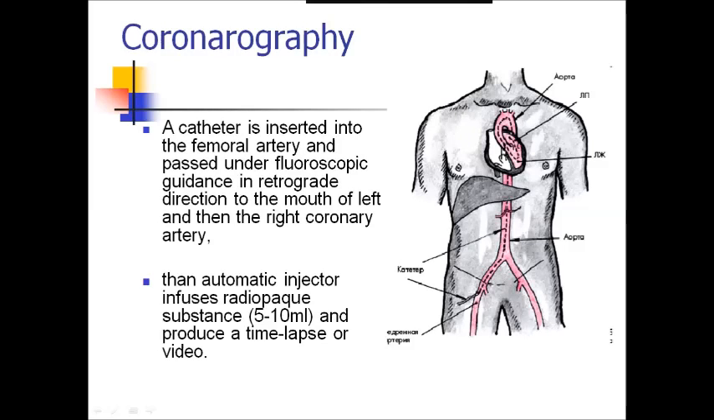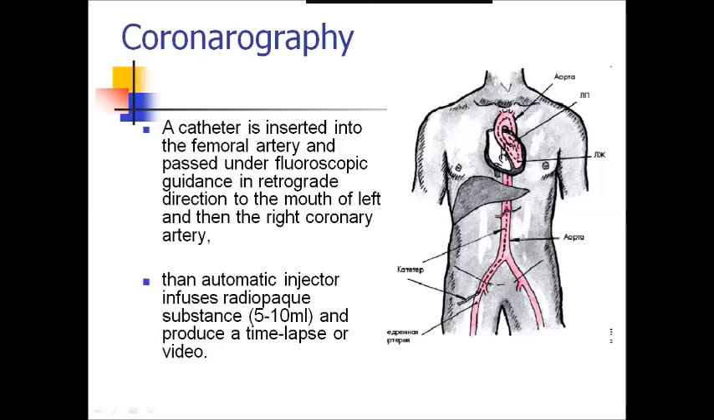Coronarography is a special contrast X-ray study when a catheter is inserted into the femoral artery and passed under fluoroscopic guidance in retrograde direction through the abdominal aorta, then through the thoracic aorta, aortic arch, into the left ventricle up to the mouth, first of the left and then of the right coronary artery, and then an automatic injector infuses contrast substance in a small amount, about 5 or 10 milliliters, and produces a time-lapse or video.